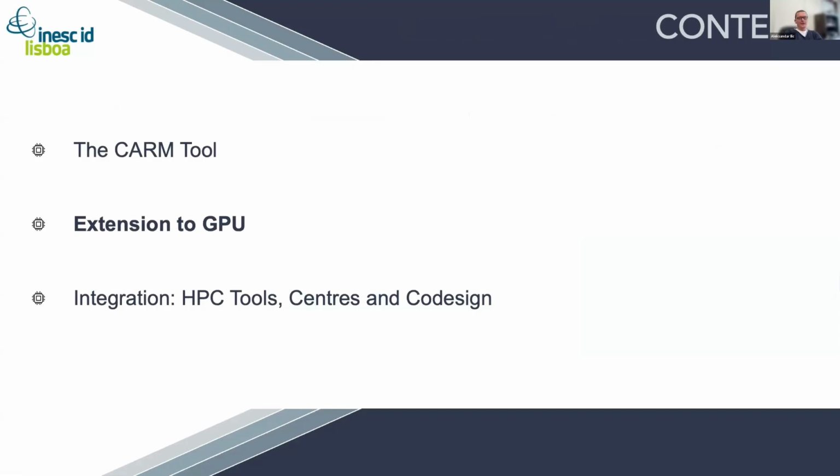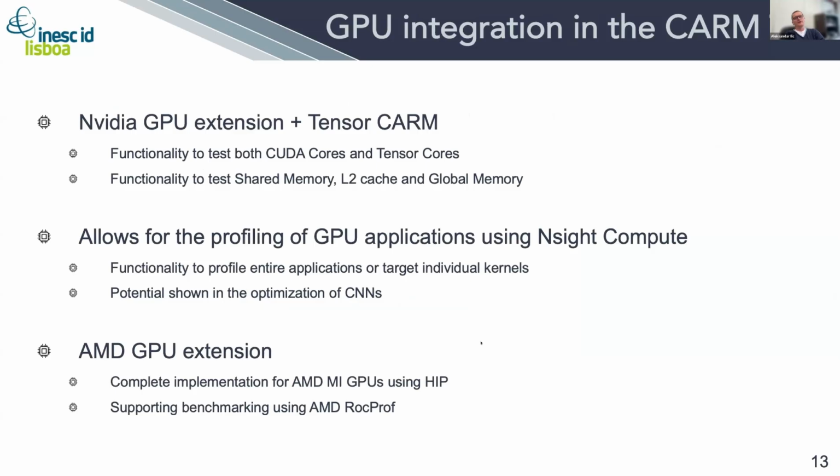So just to briefly touch on the extensions to the GPU, we recently worked on providing GPU support into the current tools. So we are in the final stages of that, if not completed. We have functionality tested for both CUDA cores and Tensor cores and across a full memory hierarchy, which includes shared memory, L2 cache, and global memory. And for application profiling, we use Nsight Compute to profile the entire application or target individual kernels. For the AMD GPUs, now we are finalizing its usage via HIP and AMD ROCprof.